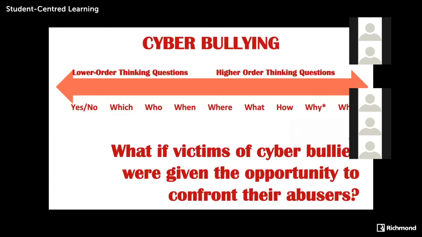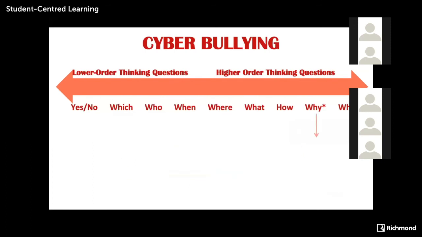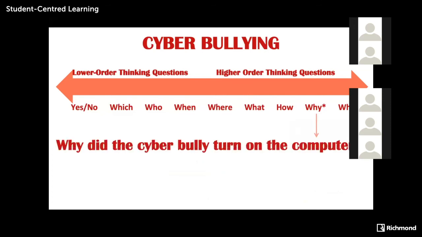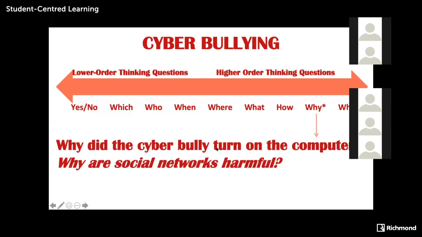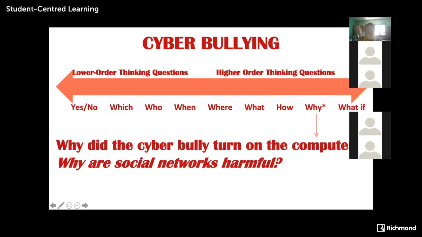Now there's an asterisk after why. Why is that? And I'm going to show you. We have to be careful using the word why because we can make it a little too easy. Why did the cyberbully turn on the computer? Well, probably to bully someone, so that doesn't go anywhere. So what we want to do is be a little more careful. Now, this question is not an effective question, and I'm going to ask you why. Why are social networks harmful? It's not an effective inquiry question.